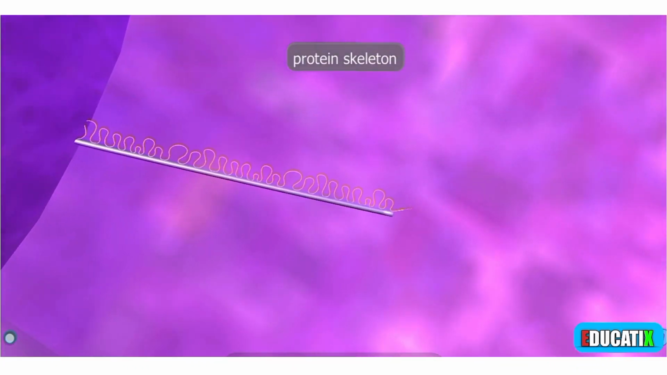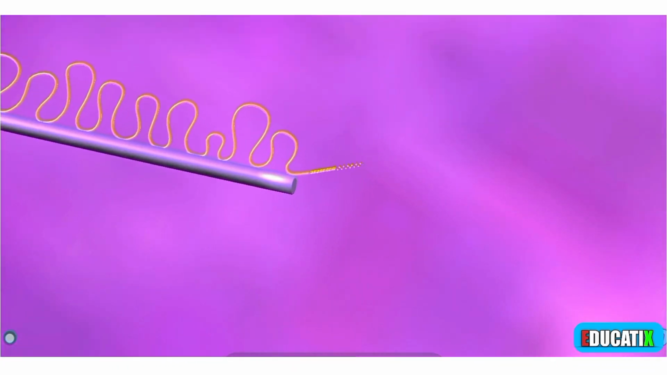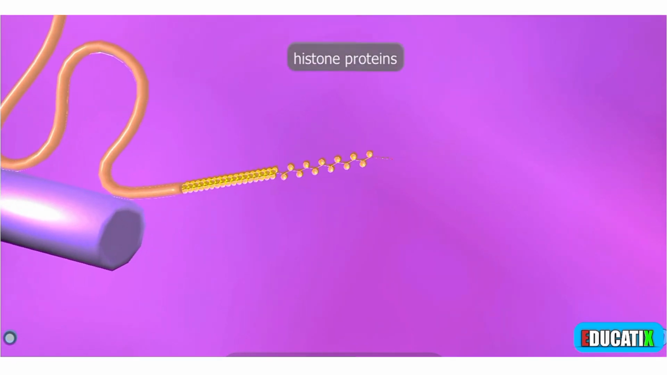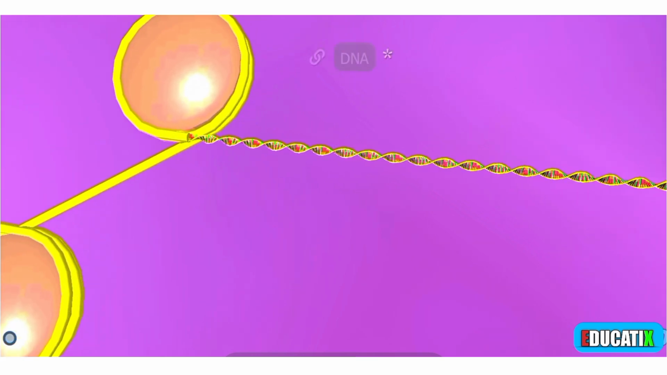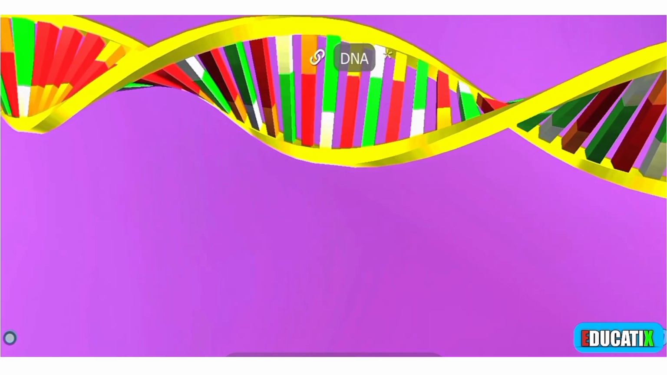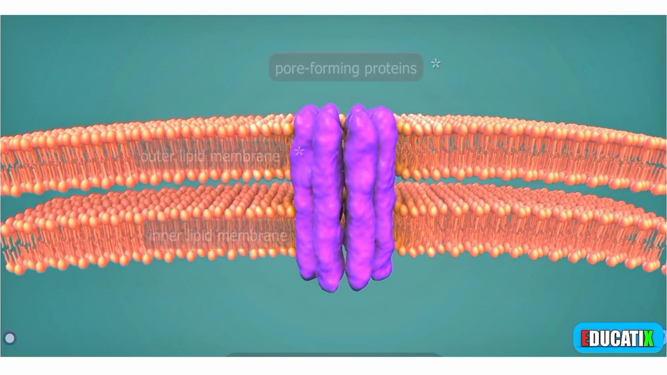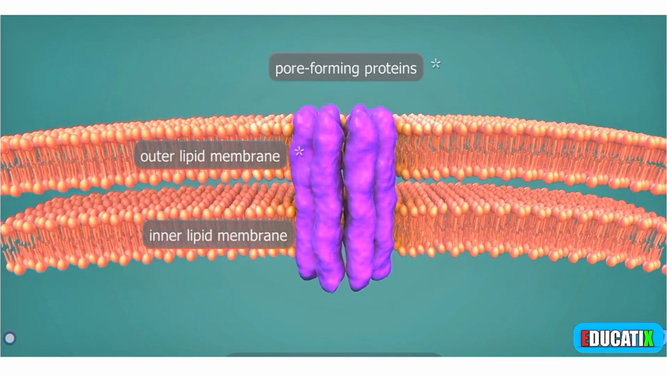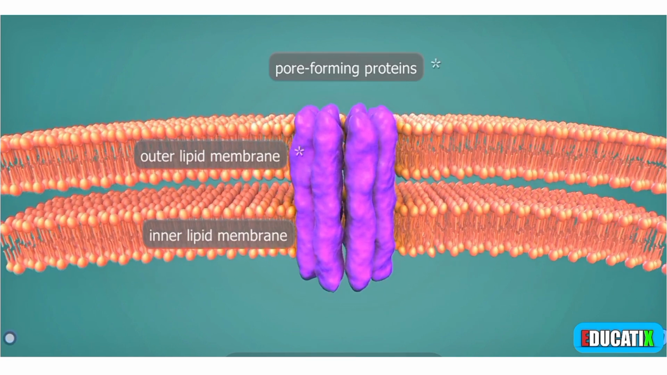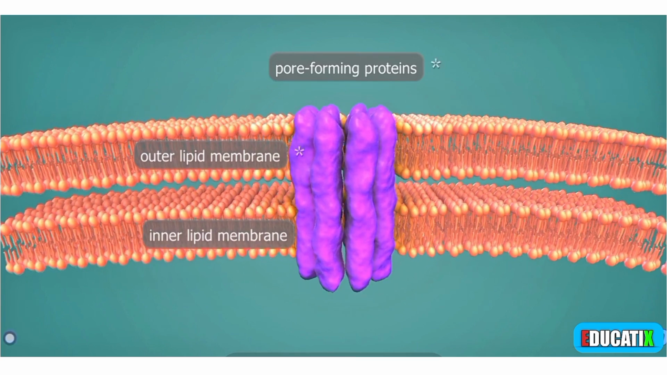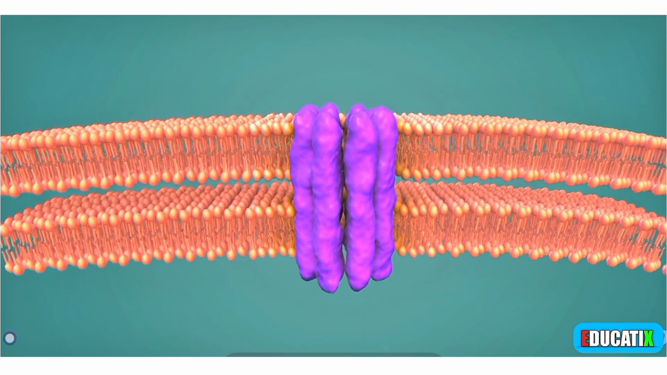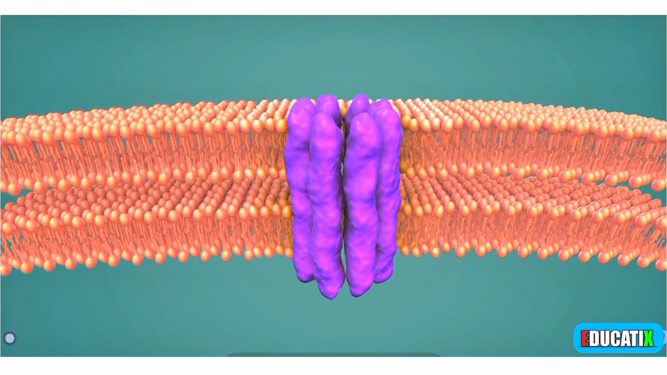Chromatin consists of DNA coiled onto histone proteins. DNA encodes proteins, thus it is responsible for the properties of cells and the entire organism. The nuclear membrane is a double lipid membrane. It contains pores, which are made up of pore-forming membrane proteins through which materials are transported between the cytoplasm and the nucleus.